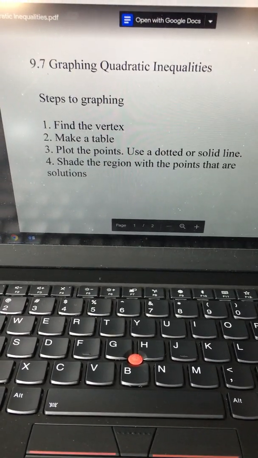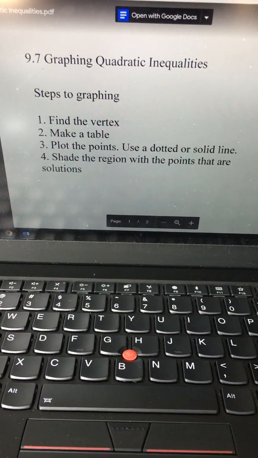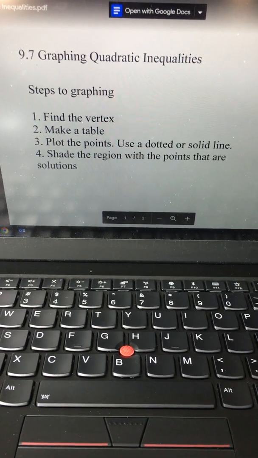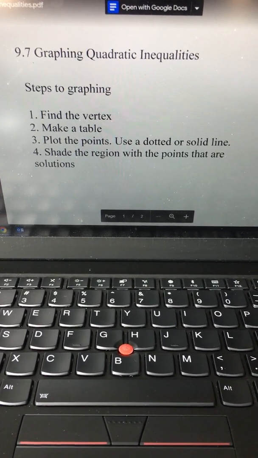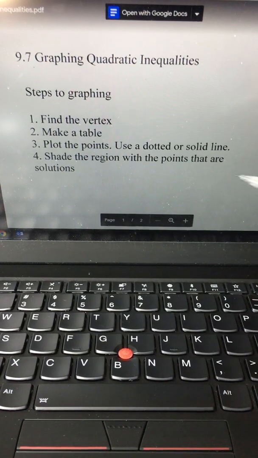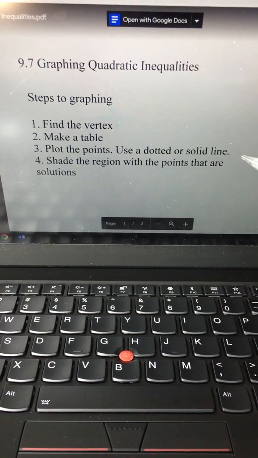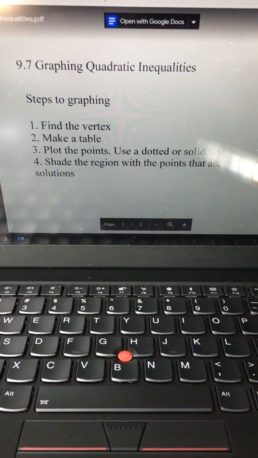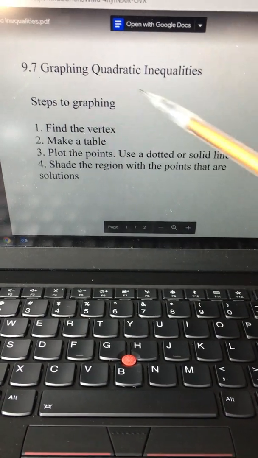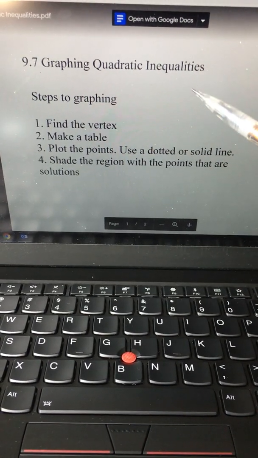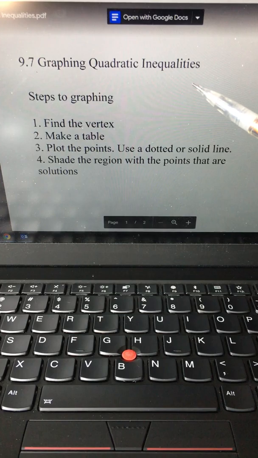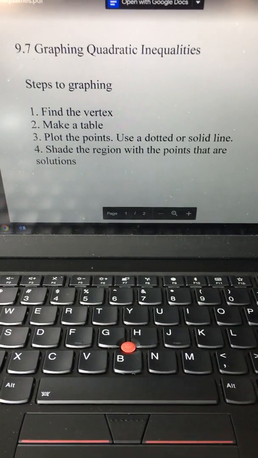So moving on to 9.7, the good news is it's very similar to 9.3. We just have to add the additional step of deciding if we need to use a dotted or a solid line and shading on the graph because these are inequalities. So we're graphing quadratic inequalities, which is 9.7. Today is the 30th of March.